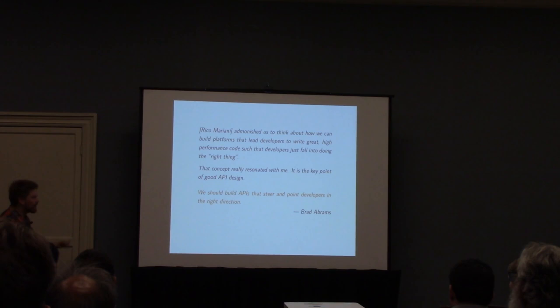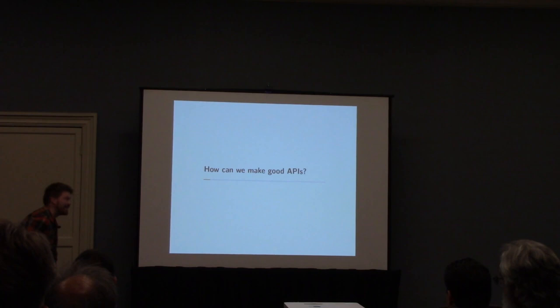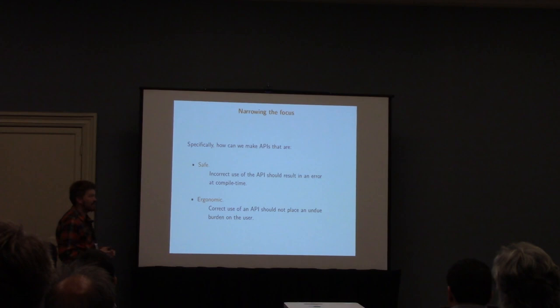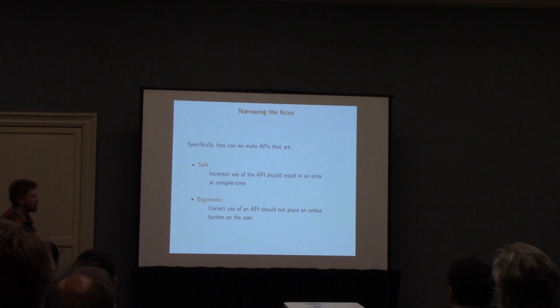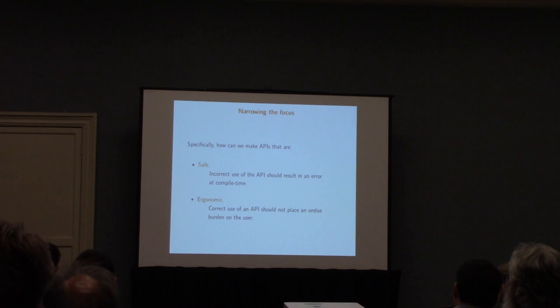Okay, so how do we make good APIs? It's a big question. Let's focus it a little bit. Specifically, how can we make APIs that are safe in the sense that an incorrect use of the API should be a compile time error? I don't want any runtime errors. And they should also be ergonomic. You could probably imagine making a very sophisticated API that could catch compile time errors but was really difficult to use. And if it's too difficult to use, the user is just going to take your API and hit it with unsafe perform IO or something and remove all of the hard work that you did.